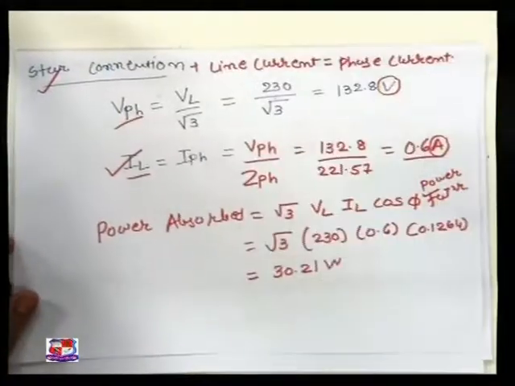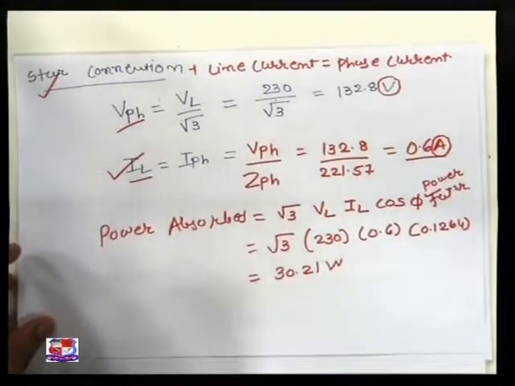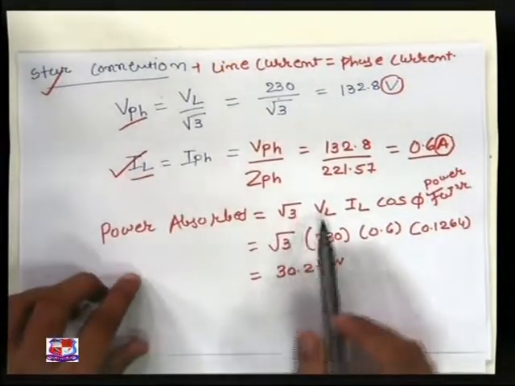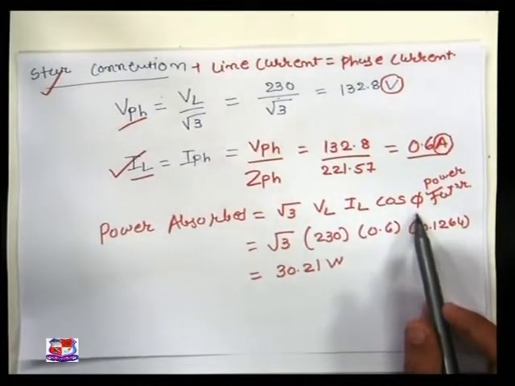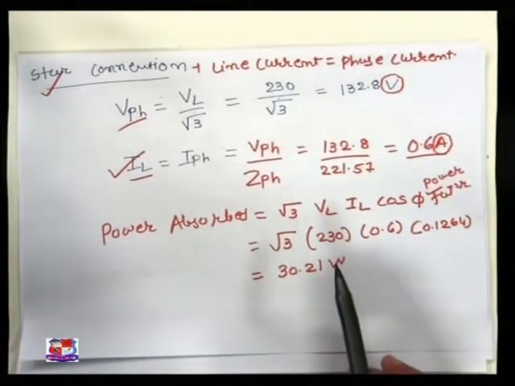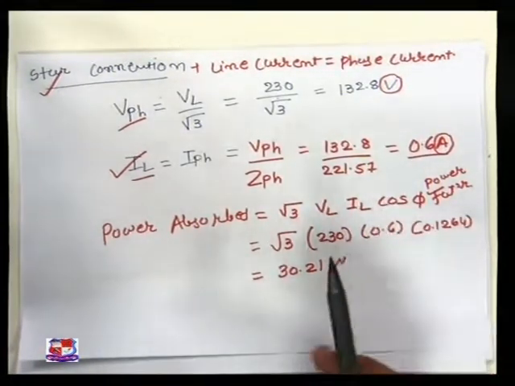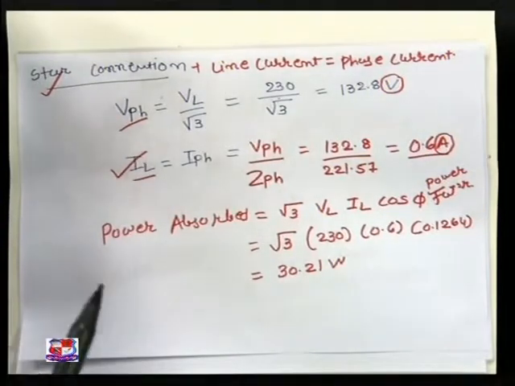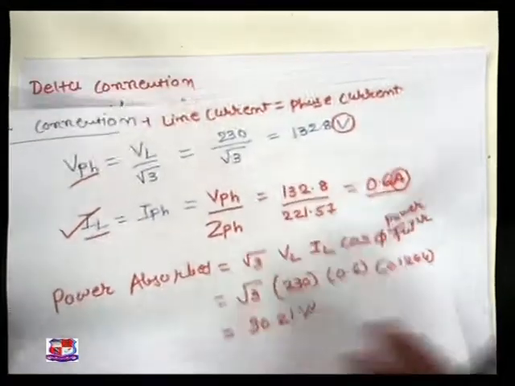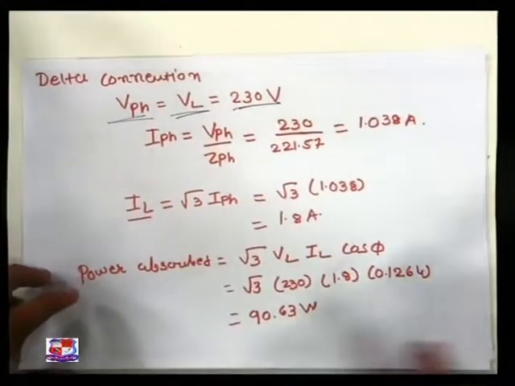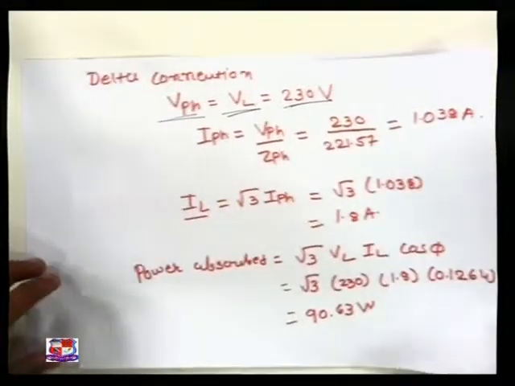So we have to remember that the absorbed power, root 3 into VL into IL into cos phi, will be the same. Most students make a mistake and are very confused about the power absorbed in the star connection as well as the delta connection. It will be the same.